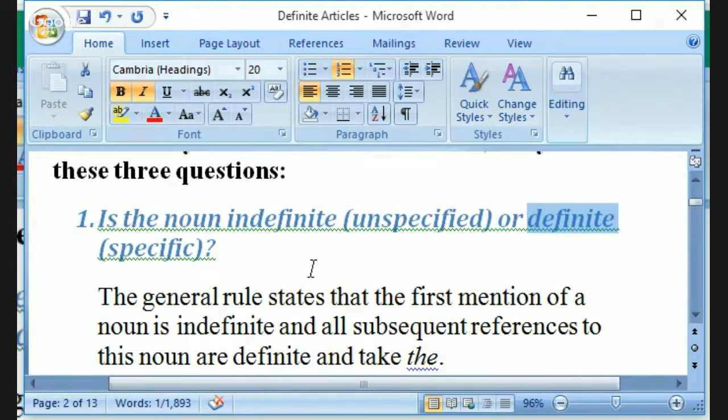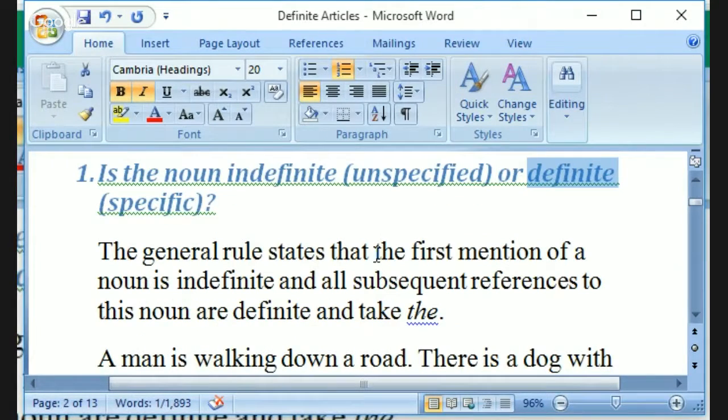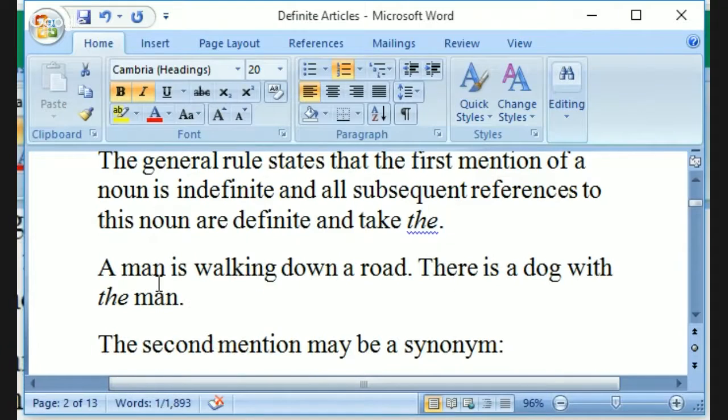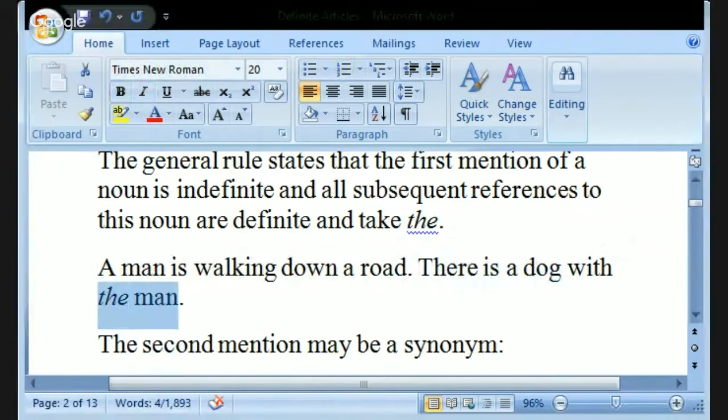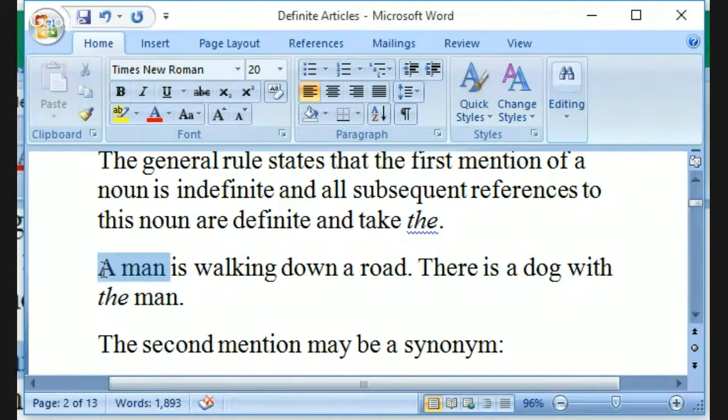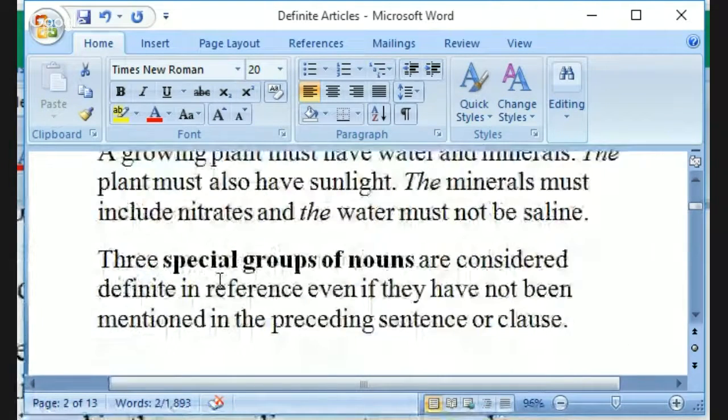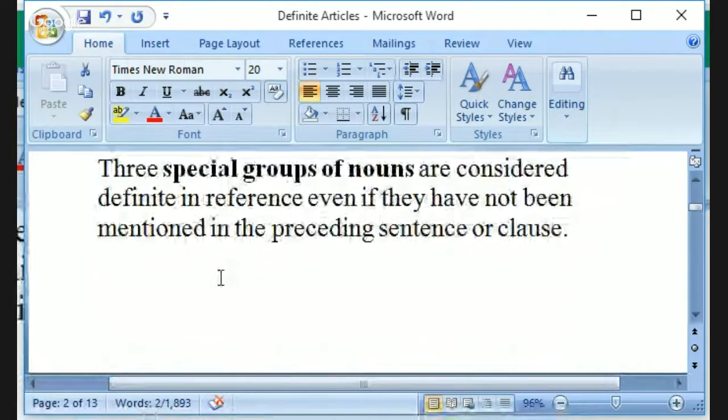Underlying this first question, the general rule states that the first mention of a noun is indefinite, and after that, you use the. A man is walking down the road. There is a dog, first mention of a dog, with the man. The man, second use, and any uses thereafter, I can use the, because I know which one it is. Okay, that's the basic idea.